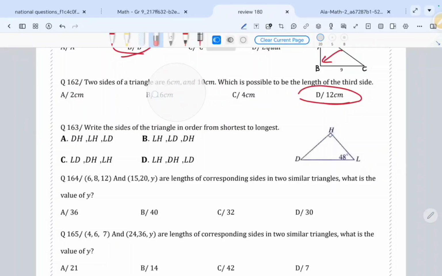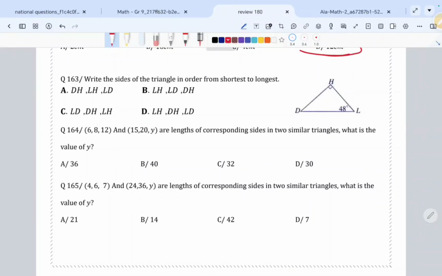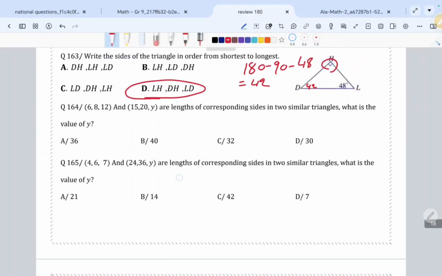It's between, 12, yes. Write the sides of a triangle in order from shortest to longest. The measure of the angles of a triangle is 180. This one is 90 degrees. 180 minus 90 minus 48 is equal to what? 42. Now, here we have 42. Let's see. It will be LH, DH, and LD. So D is the correct answer.